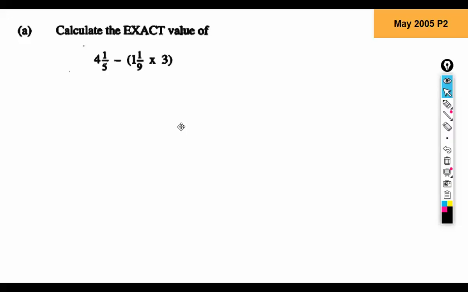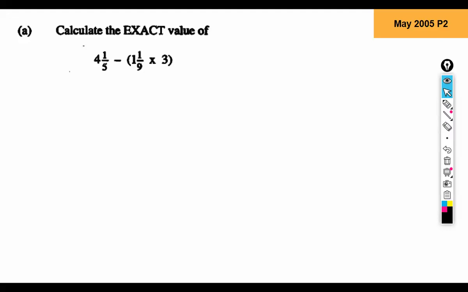Our first question is this. Now, you have to find the exact value of this. Now, I have to insist you don't use your calculator. So, guys, if you get it out too fast, I know you used a calculator.